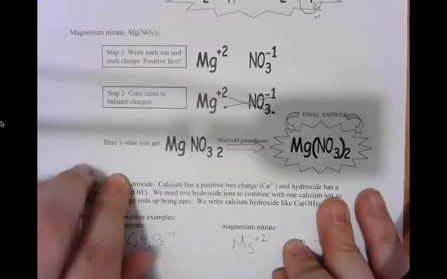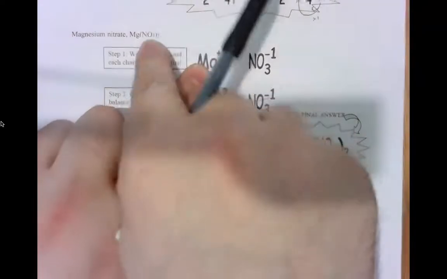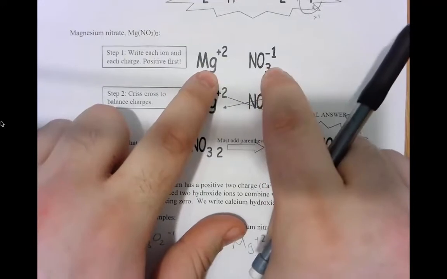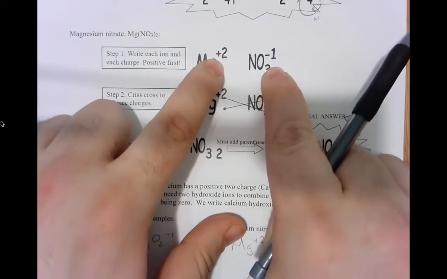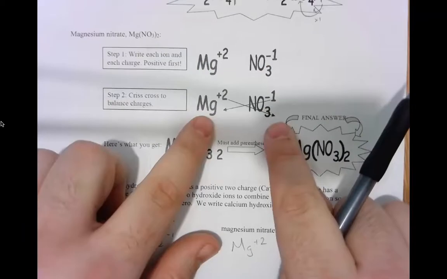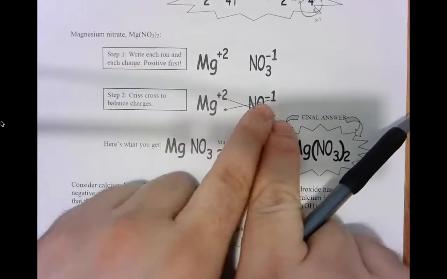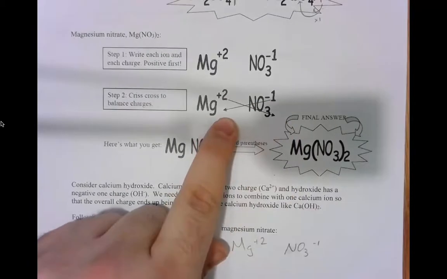So the next example, we have magnesium nitrate. We start by writing magnesium, we start by writing nitrate. We then include the charges in the top right corner. Next we crisscross. We bring the positive 2 to the right side of nitrate. We bring the 1, the negative 1, to the right side of magnesium.